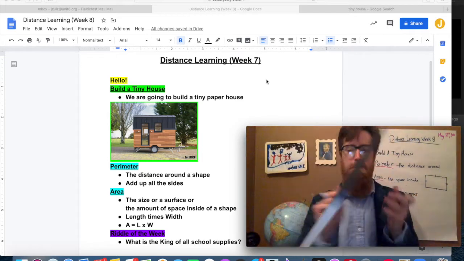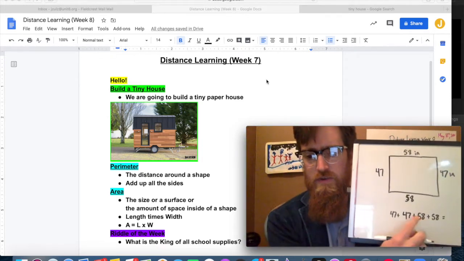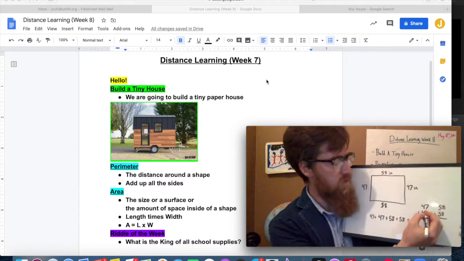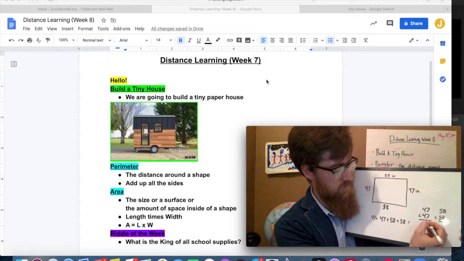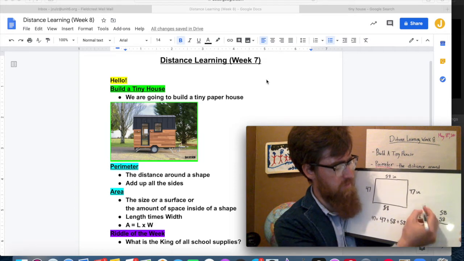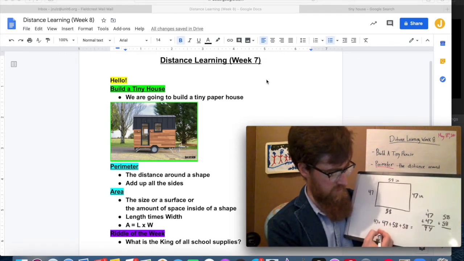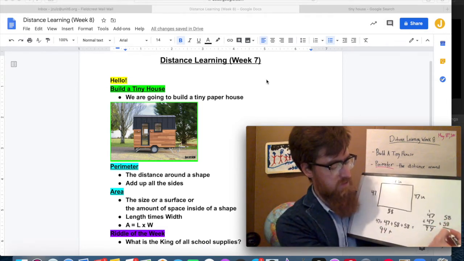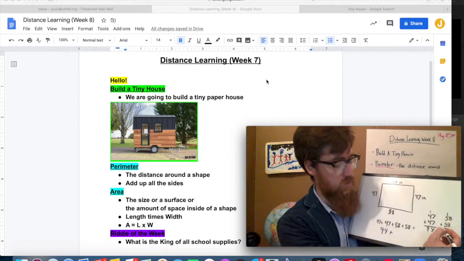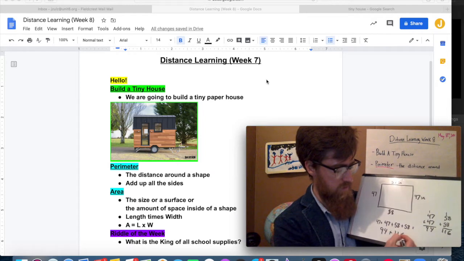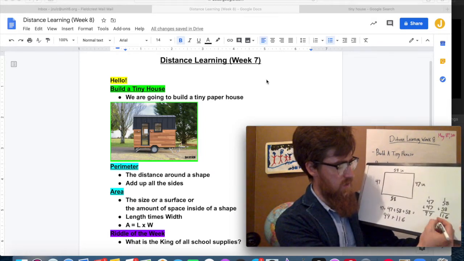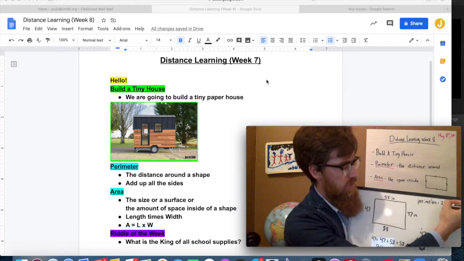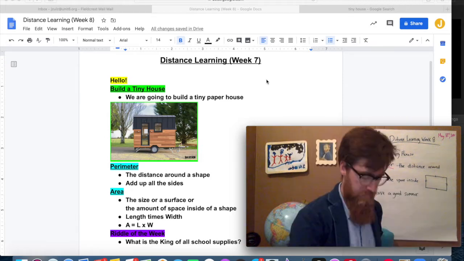Let's find the perimeter. I'm going to add all four sides together, 47 plus 47 plus 58 plus 58, and I'm going to stack them off to the side like this. 47 plus 47, 7 plus 7 is 14. Carry my 1, 4 plus 4 is 8, plus 1 is 9. So 47 plus 47 is 94. So I'm going to write that underneath. 94 plus 58 plus 58, 8 plus 8 is 16, carry my 1, 5 plus 5 is 10, plus 1 is 11. 94 plus 116, 6 plus 4 is 10, carry my 1, that's 11, 210. So my perimeter is 210 inches. Now let's find the area.